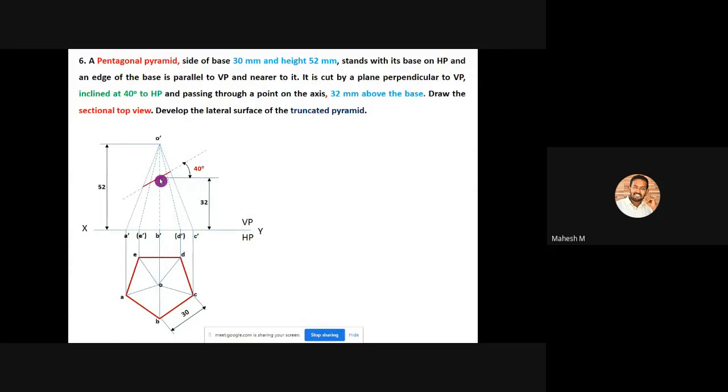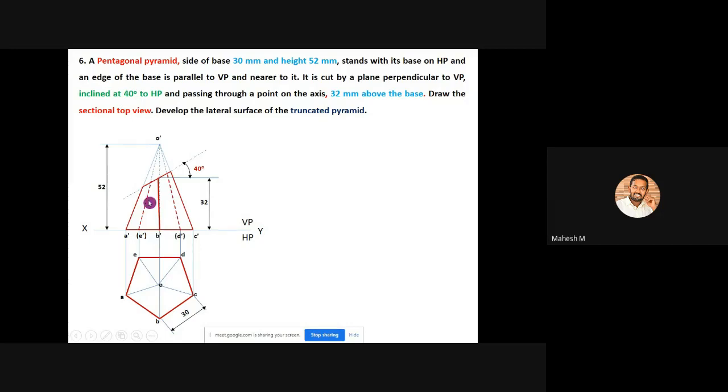Then you can create dark lines. Look at this vertical line. It is a thick line because it is a slant edge of B2O. Okay, you have to create a thick line.